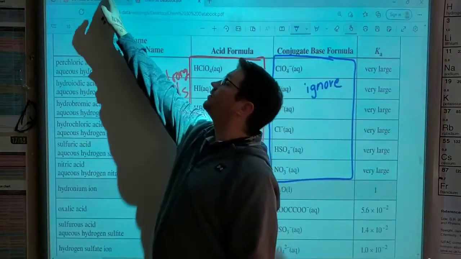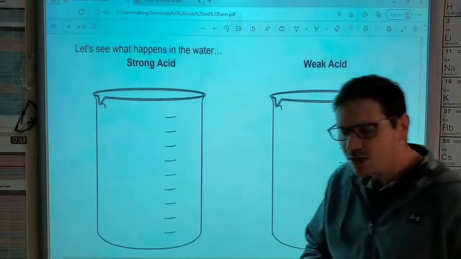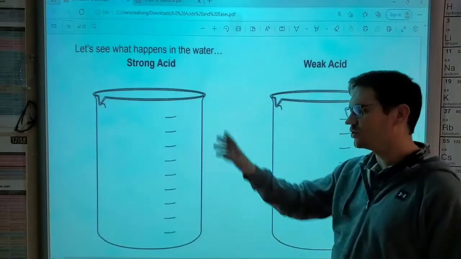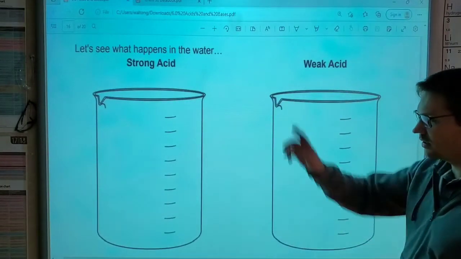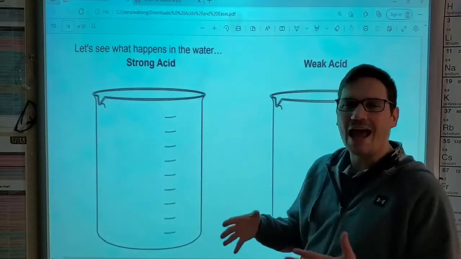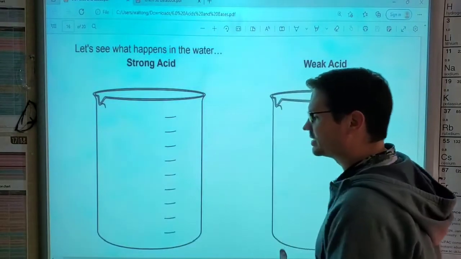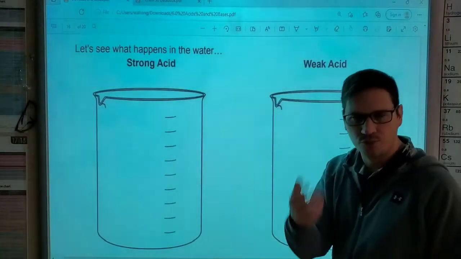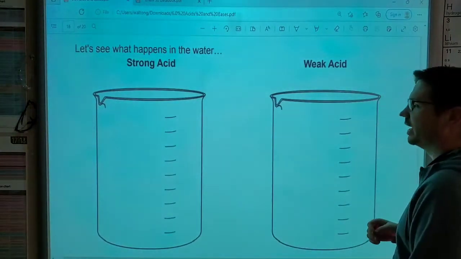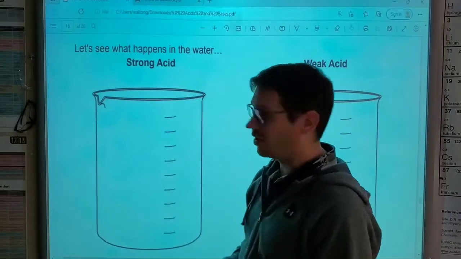Well, I've got 2 beakers on the smartboard here. What I would like you to do is get a sheet of paper or something like that, and draw a couple beakers, just 2 cups or something like that. What I want to do is add some strong acid to water and some weak acid to water. And then I want to kind of prove to you some of the properties of strong acids and weak acids. So we're going to take a very stereotypical strong acid.